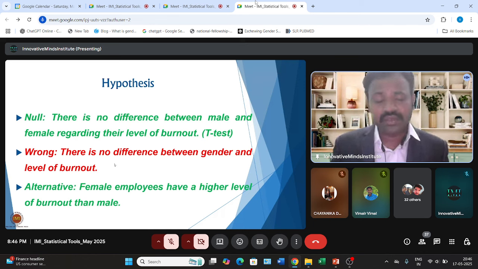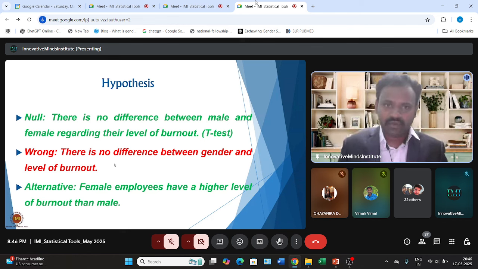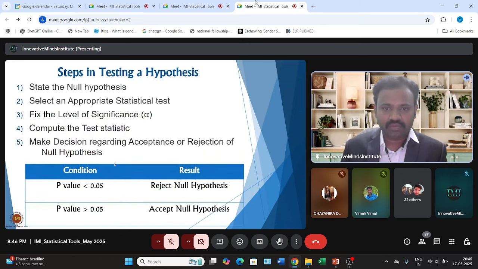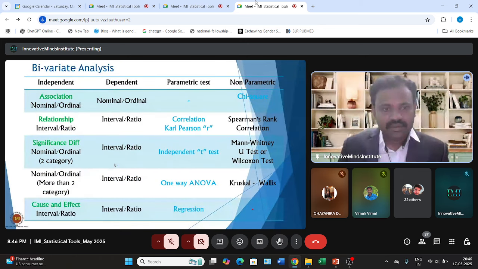So that you can do it. It depends on your review of literature, or on the theoretical support, right? So that is important. Let's move on. Yes, the t-test is over.